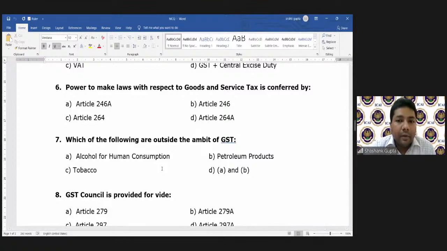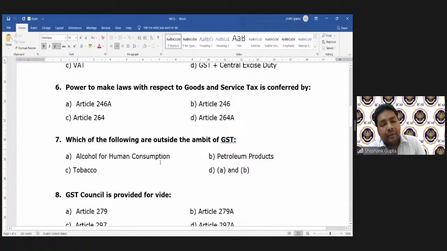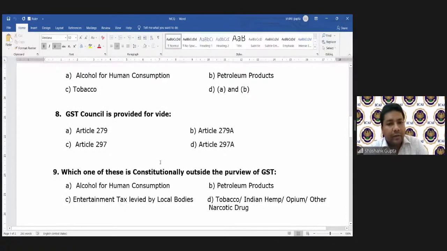So 7, yeah, right. 7. Just a moment. I think I made some error. 7. I have received in answer 7D, D, D, D, D, 7 both A. Okay, 7D, 7 answer D, 7D. I'm sorry, Neeraj Singh, 7B. Okay. So the correct answer is 7D. Both alcoholic liquor for human consumption and petroleum products are outside the ambit of GST.